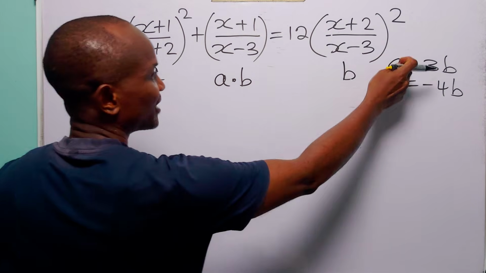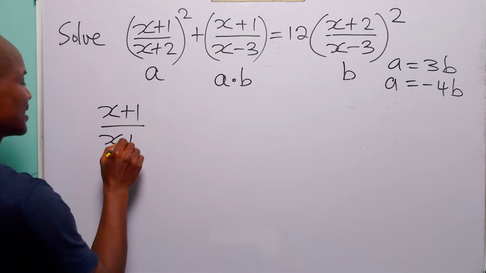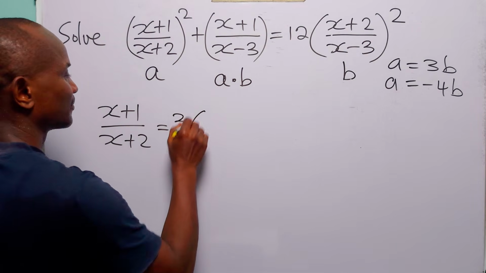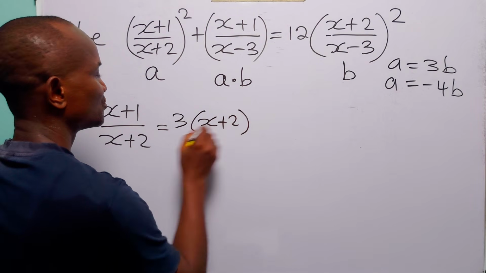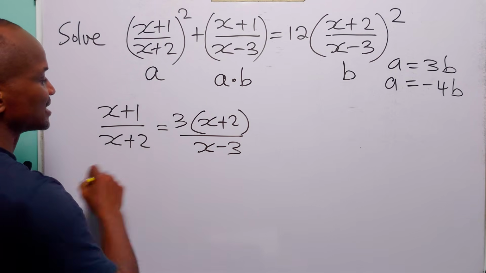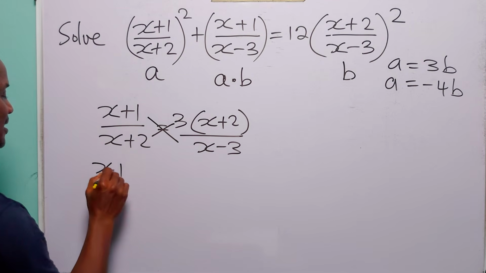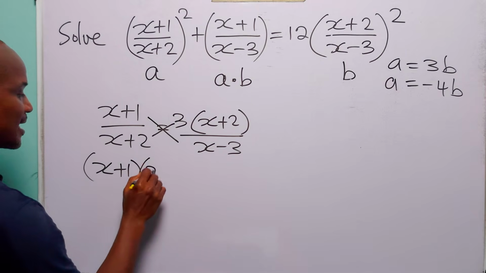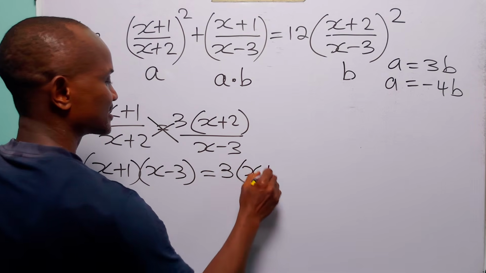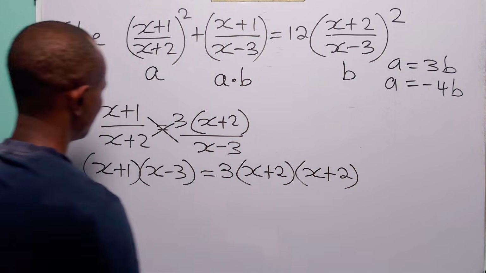Now, in the first case, we have that a, which of course is equal to x plus 1 over x plus 2, is equal to 3 times b, which is x plus 2 over x minus 3. To solve this equation, we start by cross multiplying. When we do that, we have that x plus 1 times x minus 3 is equal to 3 times x plus 2 times x plus 2.